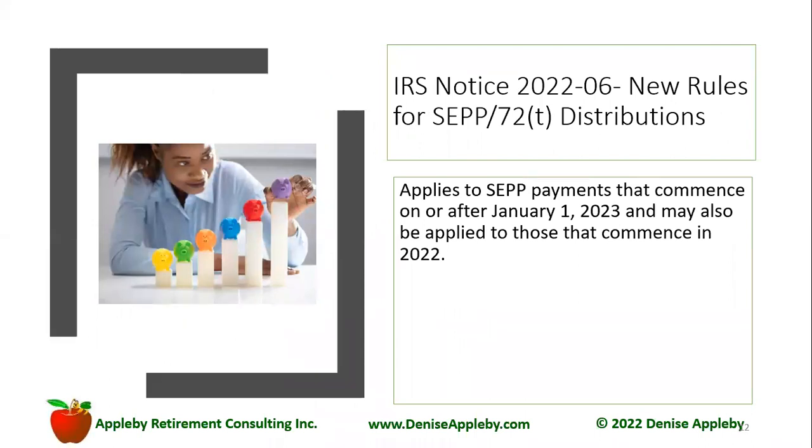New rules for 72(t) distributions: you have seen the news. A lot of people are getting laid off. Many of them are young, younger than 59 and a half for sure. And some might have no choice but to take early distributions from their retirement account. And the question for you as an advisor is, can you help them avoid the 10% early distribution penalty? And sometimes you can. One of those options is 72(t) distributions.